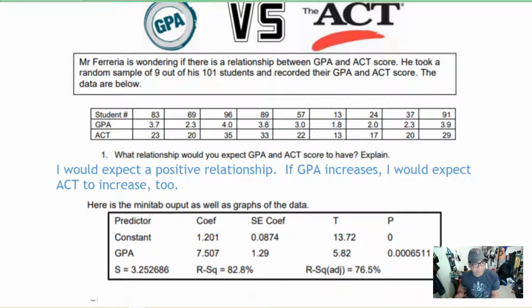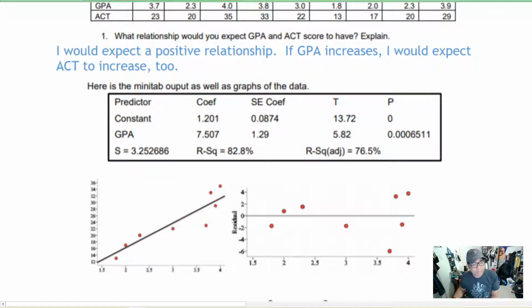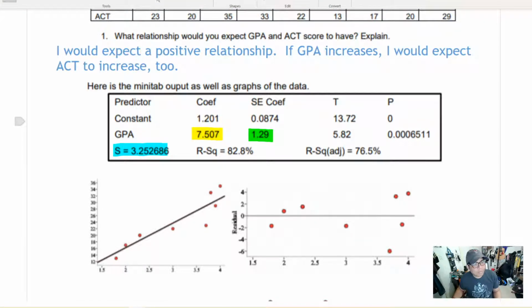Okay, so here's a Minitab output as well as the graphs of the data. Here's our output, and we're going to do a little bit of a review here. This right over here is our value of B. Here's our value of S. Right over here, this is our value for SEB. And then right up here, this is our value for A.